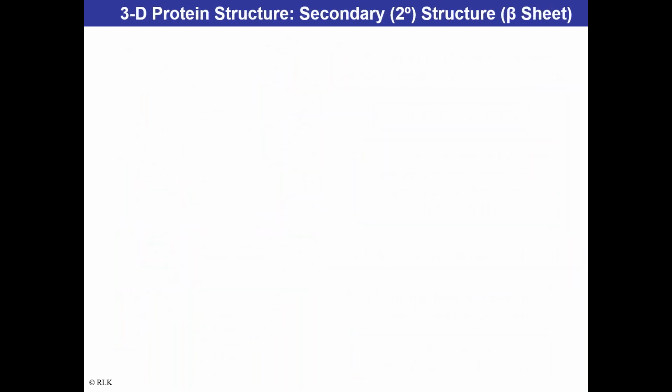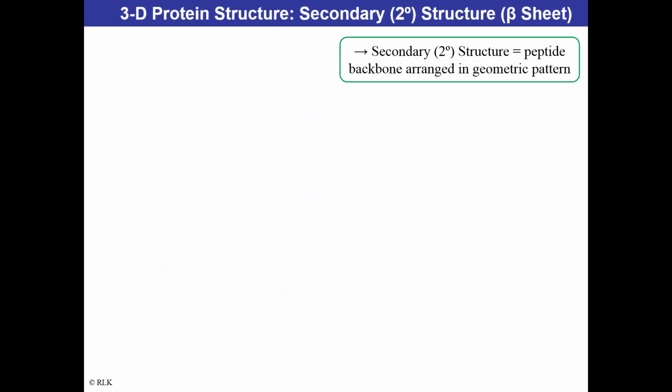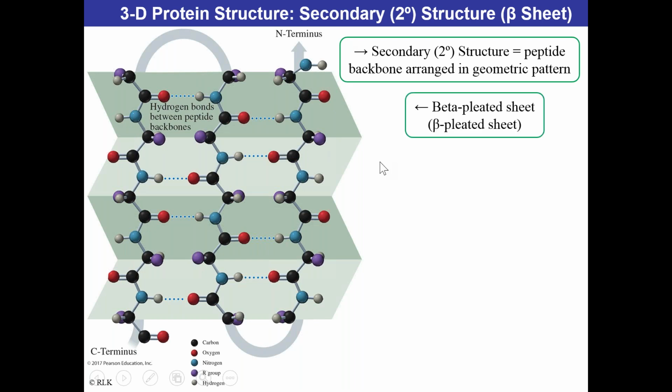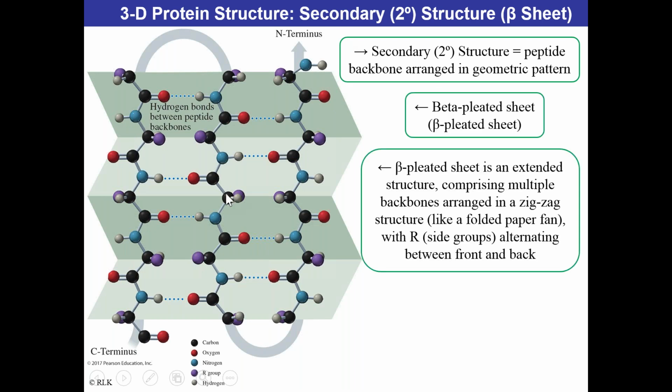All right. Here's another example of a secondary structure. Now we're going to talk about beta sheets, okay? And the beta sheets now have to do with everything in between, all right? So you had that long axis. Now you have an extended structure that comprises multiple backbones. They're all arranged in a zigzag structure, kind of like a folded paper fan, if I can give that kind of assessment there.